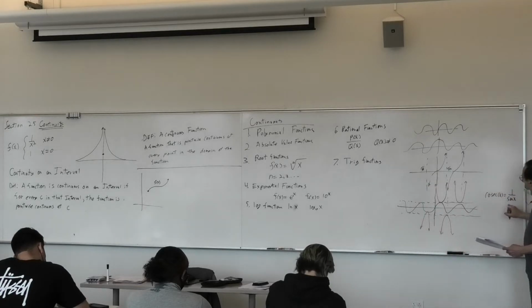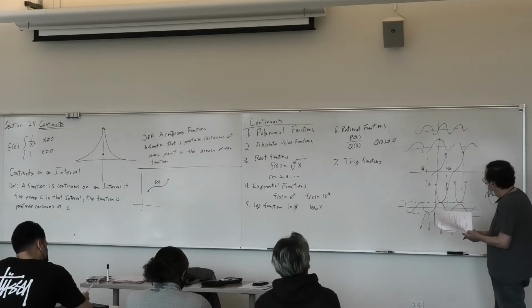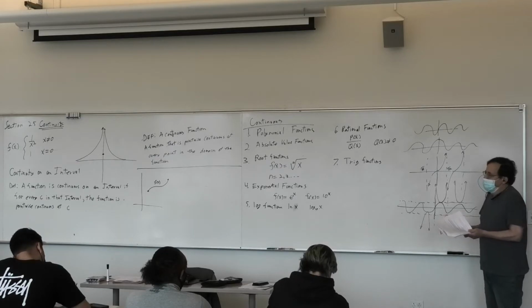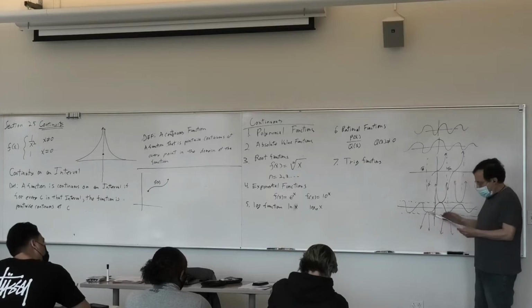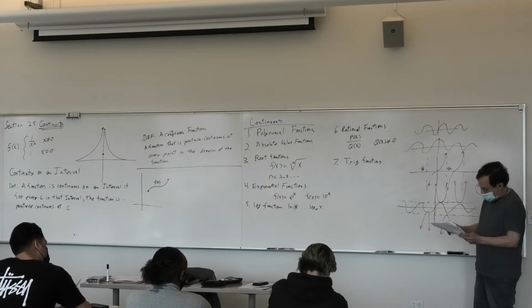The secant function is 1 over the cosine, same idea, only cosine. And again, continuous everywhere on its domain, except this point is not in its domain, or we're not using it in our definition.